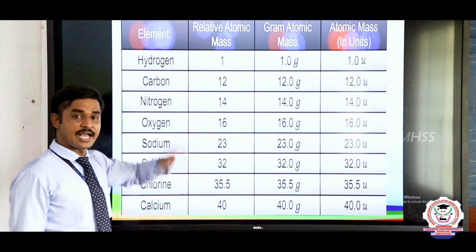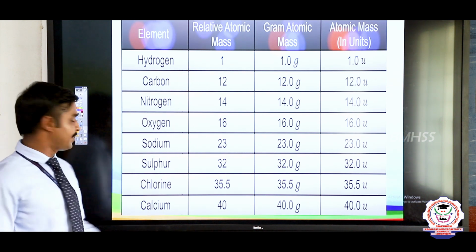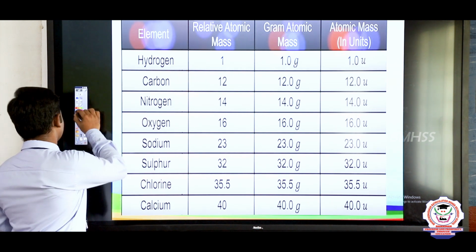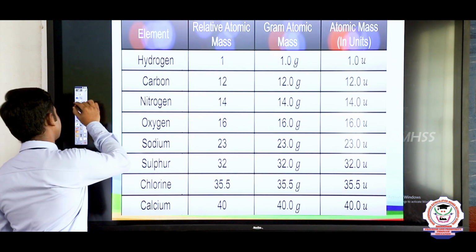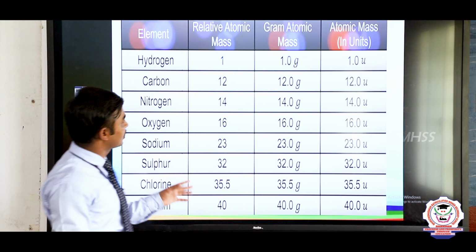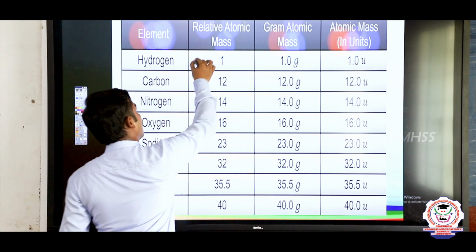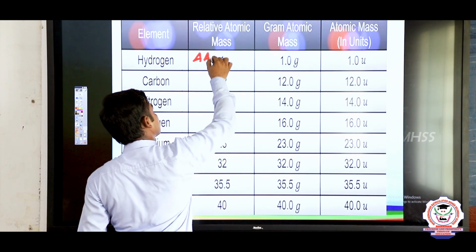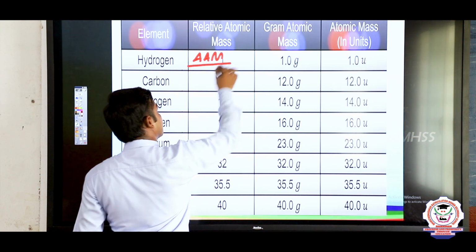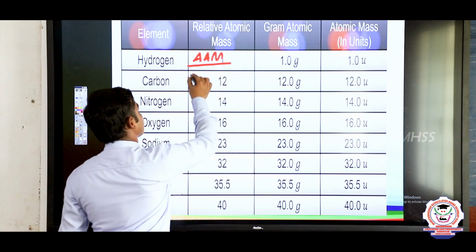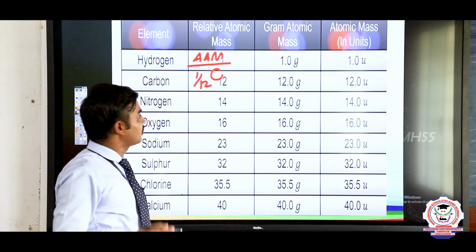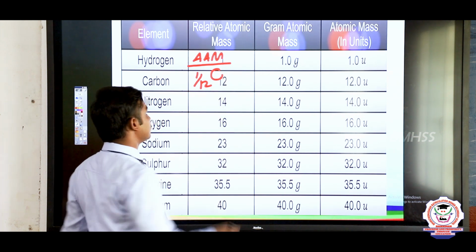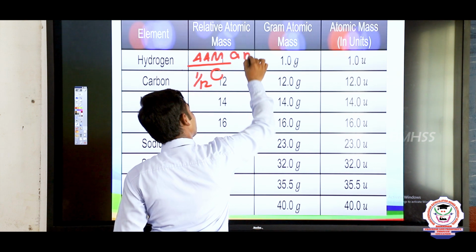Relative atomic mass has no units. Why? Because, let us see, relative atomic mass is a ratio. You know the relative atomic mass is a ratio of average atomic mass divided by 1/12th part of carbon mass. The unit of average atomic mass is AMU.